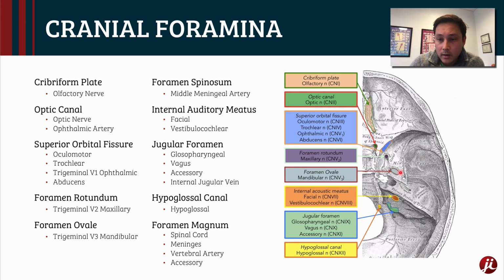And then separating the middle fossa and the posterior fossa is this petrous ridge. If you fall off of the petrous ridge, there is the internal auditory meatus, or internal acoustic meatus. And again, the facial nerve exits the cranium through there and then externally exits the cranium through that stylomastoid foramen. The other nerve that exits through the internal auditory meatus is the vestibulocochlear nerve going to the inner ear.